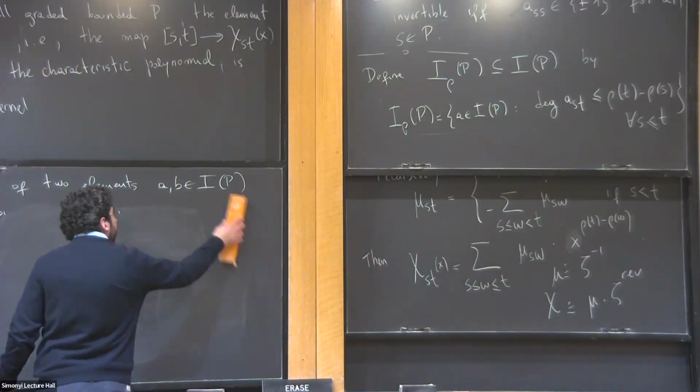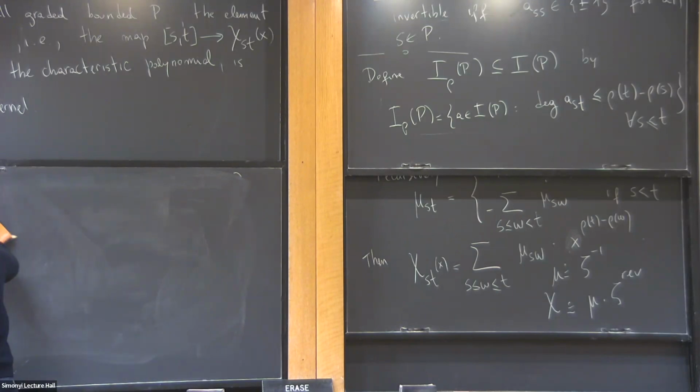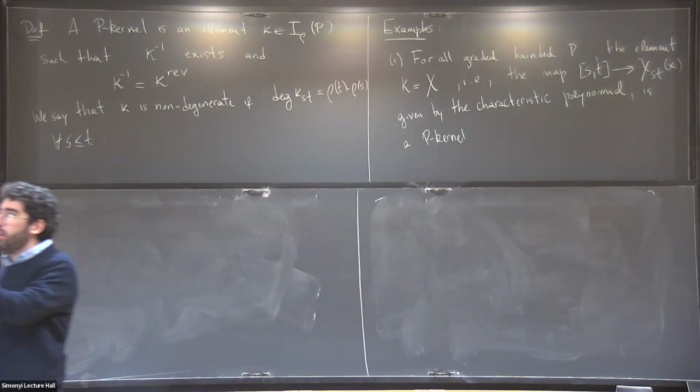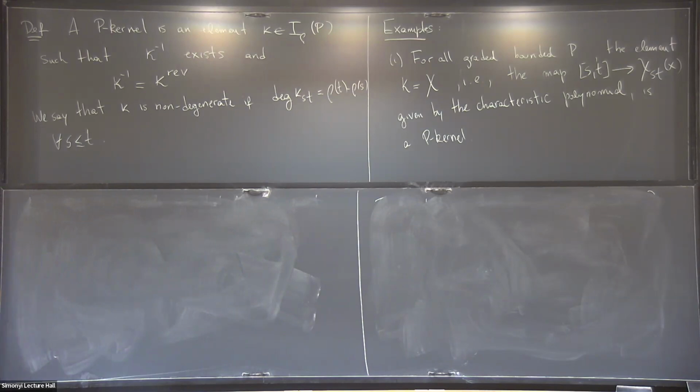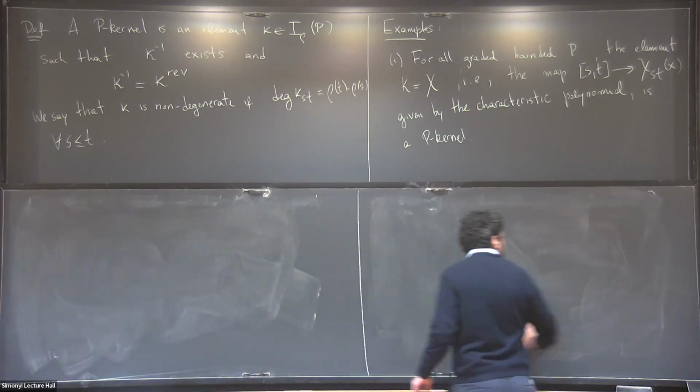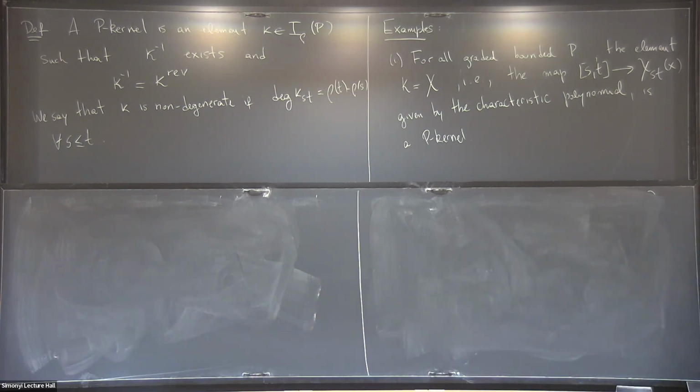So what's the rev of the product? That's a very basic question. What's the rev of the product? So A times B rev is A rev times B rev. Okay, yeah.